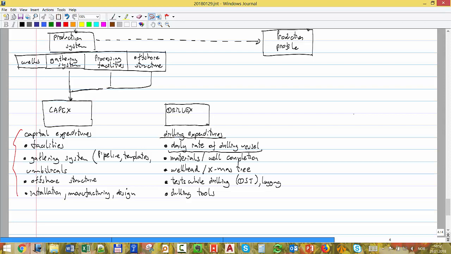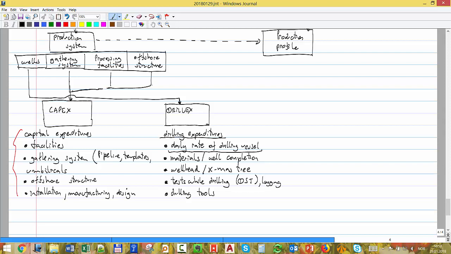Okay, then what else do we have? Are we finished with the expenditures? How about the workover? The labor, intervention. Workover, intervention. Yeah, these are not usually included in drillex. These are included in OPEX.